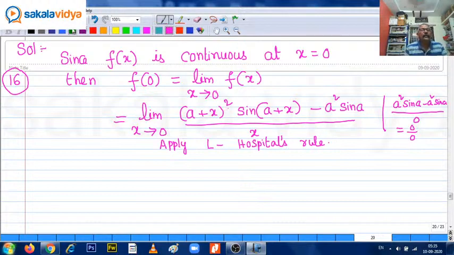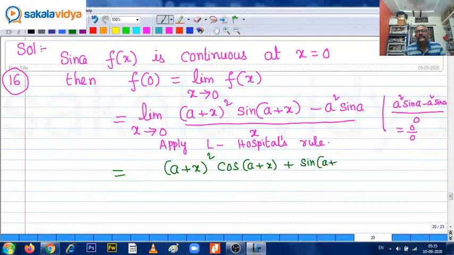Now all of you remember how to differentiate. This is a plus x square into sine of a plus x, which is actually the UV method. A plus x whole square into the derivative of sine of a plus x, which is cos of a plus x, plus sine of a plus x into the derivative of the first function a plus x whole square, that is 2 times a plus x. Minus a square sin a is constant because x is the variable. X tends to 0 means x is variable, and a is absolutely constant itself only.